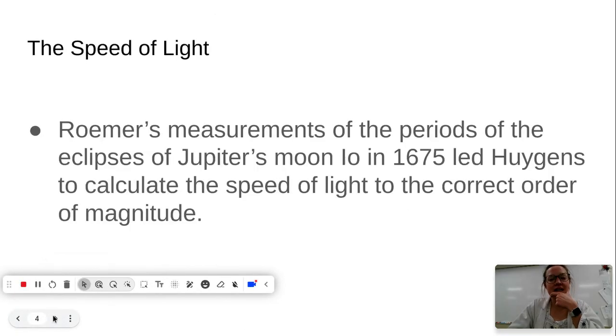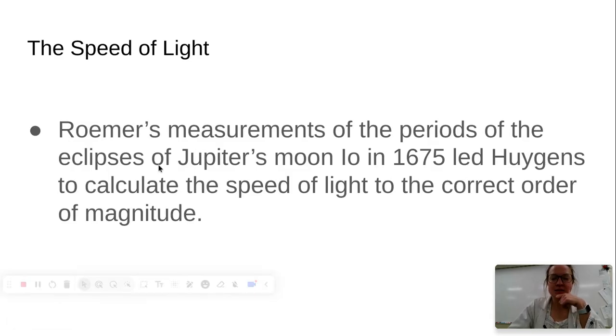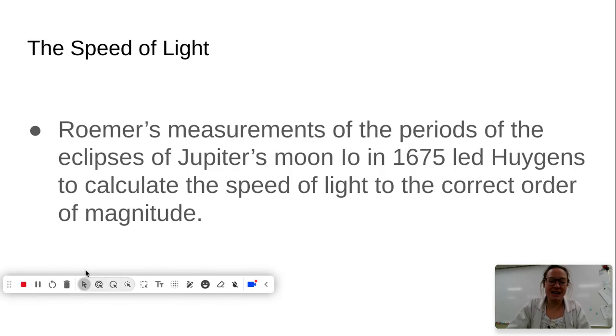Here you go. Romer's measurements of the periods of the eclipses of Jupiter's moon Io in 1675 led Huygens later to calculate the speed of light to the correct order of magnitude. Again, not the correct number, but he got the times 10 to the 8th part right. But people were not satisfied. They said, you have a number, but it's not the true speed of light. What is the real speed of light? And that's when we had a new friend by the name of Albert Michelson who came on the scene.